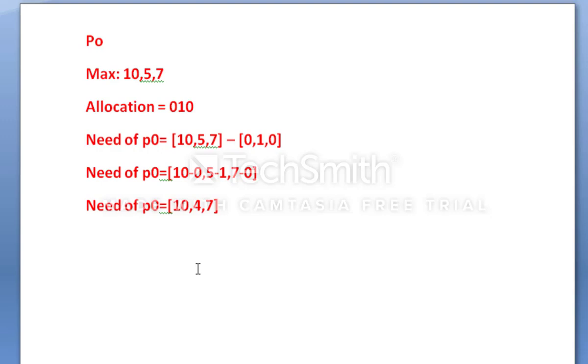Now these data structures vary over time in both size and value. These data structures are used by the following algorithms, which are part of Banker's algorithm. Resource request algorithm. So let's write it: resource request algorithm.